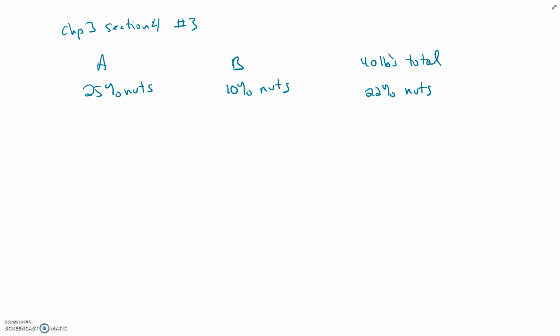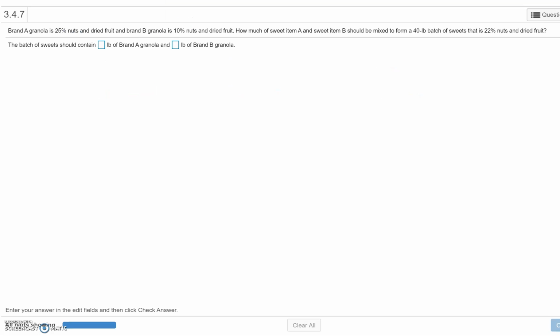Okay, chapter 3, section 4, number 3. Let's read the question. Brand A granola is 25% nuts and dried fruit, and brand B granola is 10% nuts and dried fruit. How much of granola A and granola B should be mixed to form a 40-pound batch of granola that is 20% nuts and dried fruit?